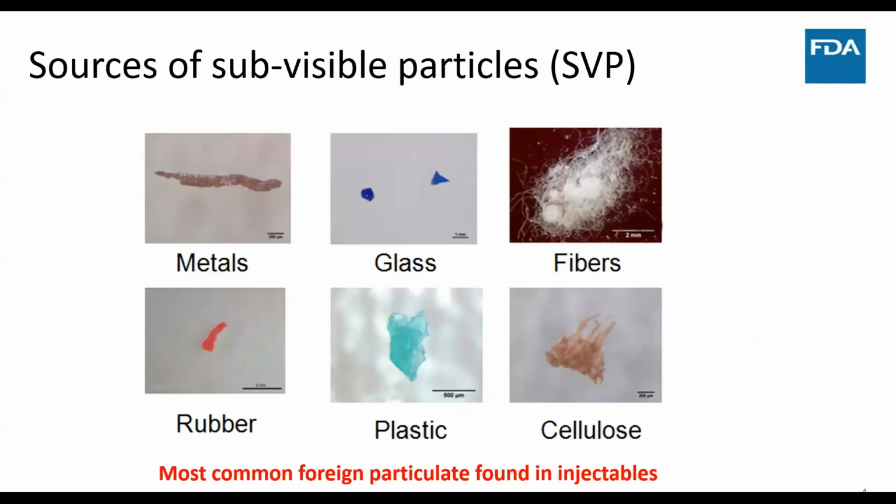The common sources of subvisible particles or unintended particles in drug products tend usually to be things like metals, glass particles, fibers, rubber, plastic, cellulose. Sometimes it could be even the drug particle itself, the API particle or the biologic drug substance that is aggregating.